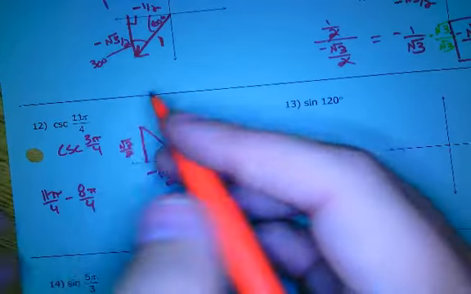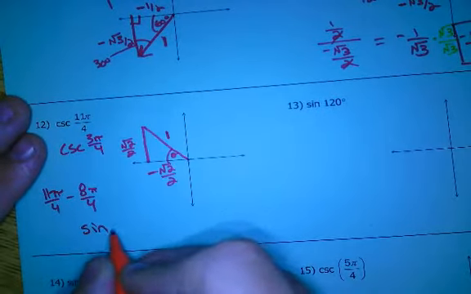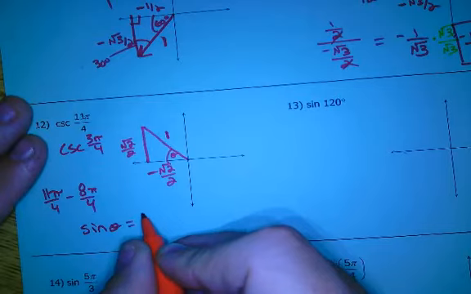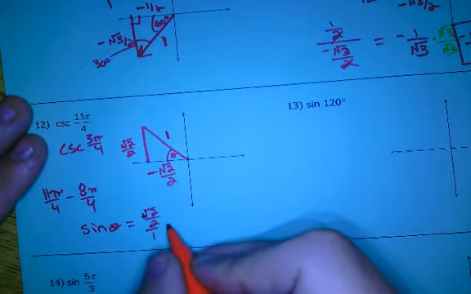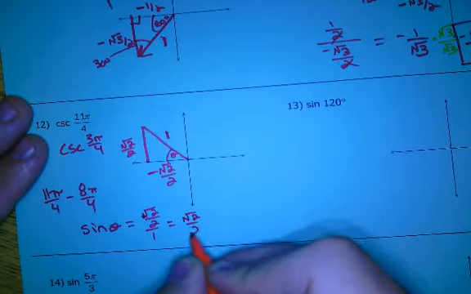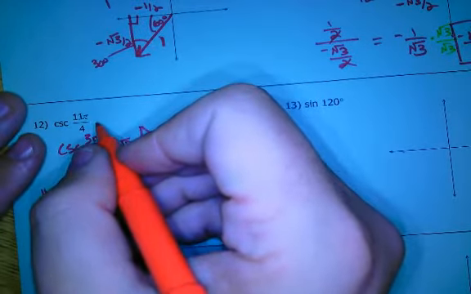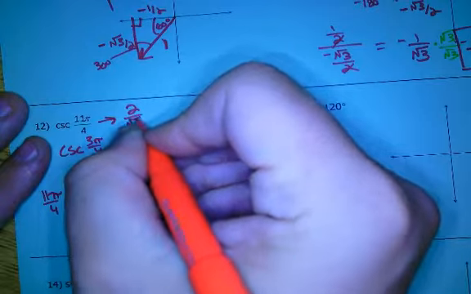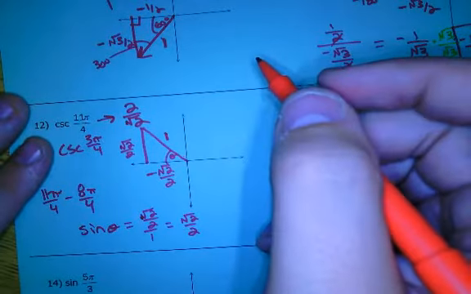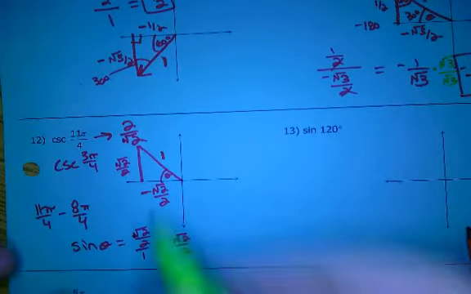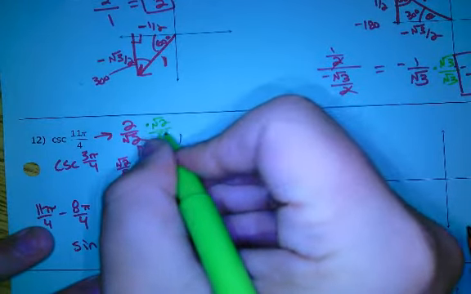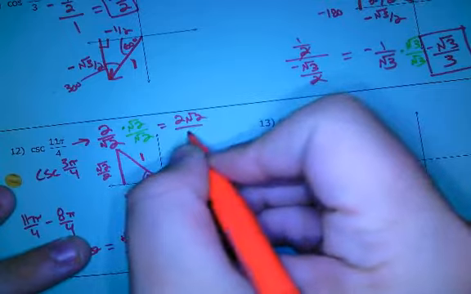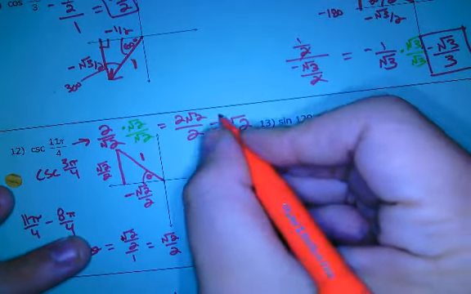So let's go ahead and do cosecant. Well, what is cosecant? Cosecant is the reciprocal of sine. So you have to figure out what sine is. Sine is going to be root 2 over 2 over 1, which is root 2 over 2. So cosecant is when you flip that. So cosecant is going to be 2 over root 2. For these special reference angles, we typically rationalize, so we're going to rationalize it. When I do that, I'm going to get 2 root 2 over 2, which equals root 2.